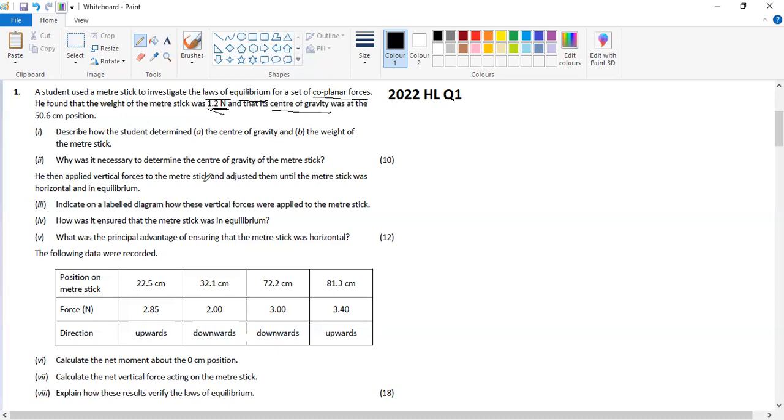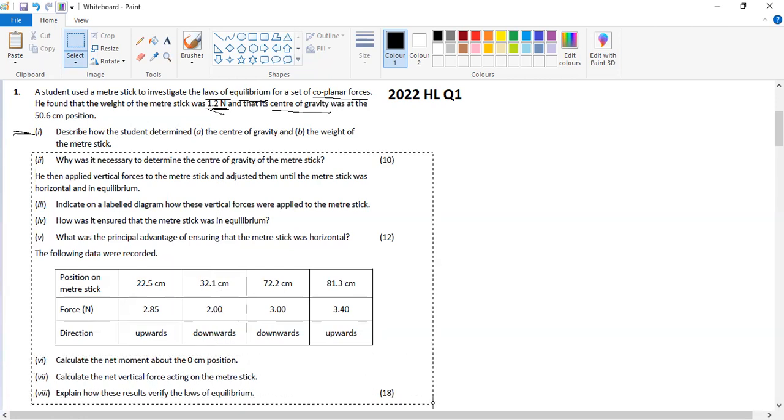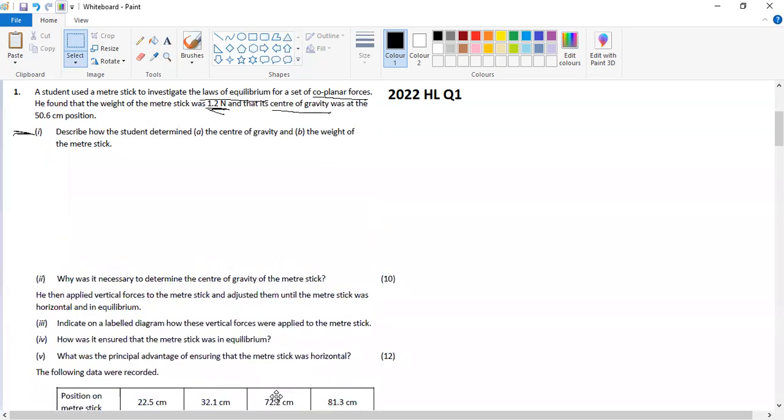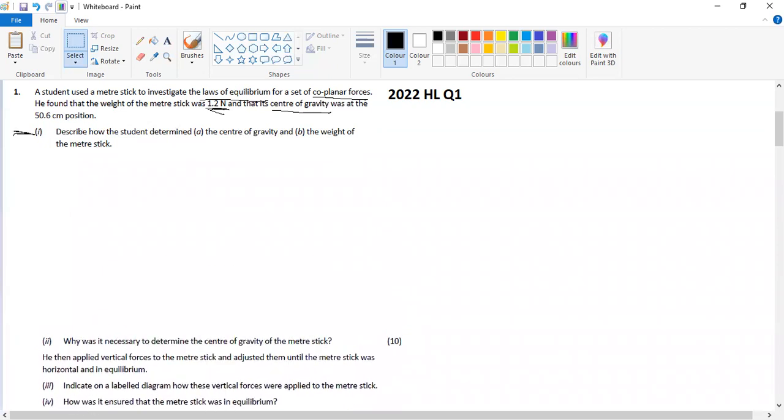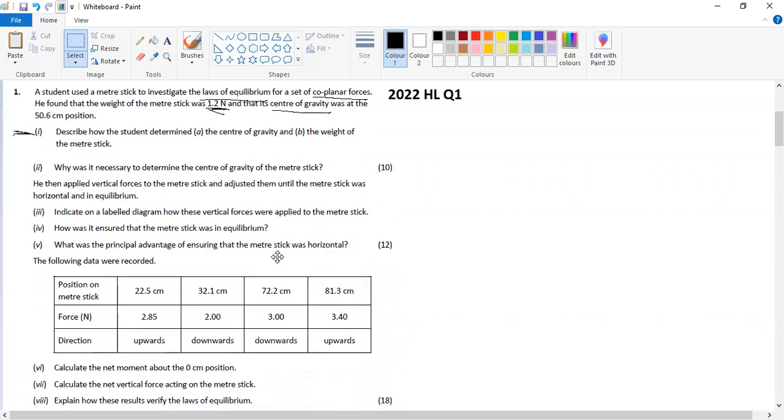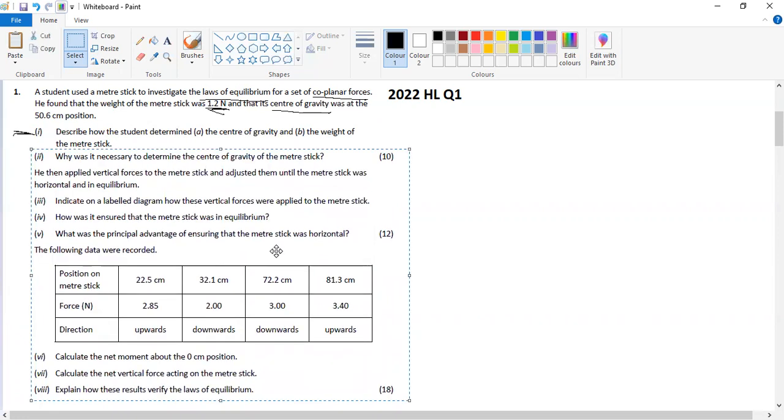Part one here. So here we are. Describe how the student determined A, the center of gravity, and B, the weight of the meter stick. So what I'm going to do is give myself a bit of space. Don't worry, I'm not going to remove all these questions. I'm just moving them down out of my way so that I have some space to write in a sample answer for you. And we are going to start answering the questions. Oh, sorry. No, we're not. I'm going to have a read through the other parts first, okay?